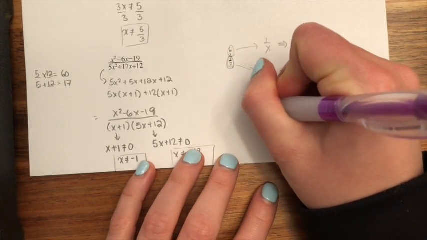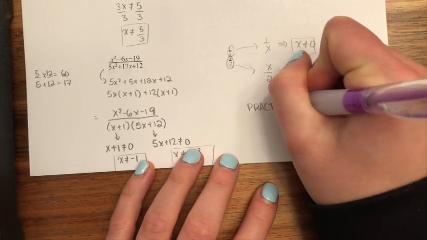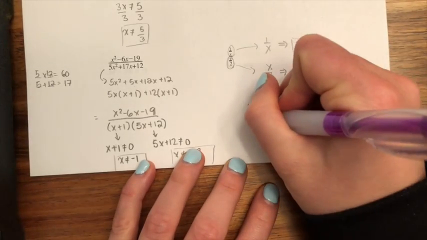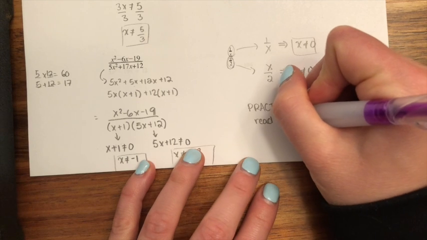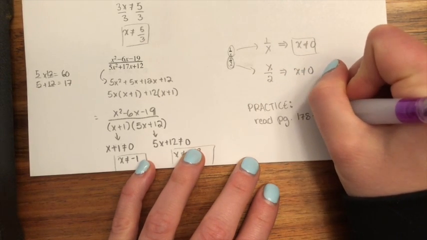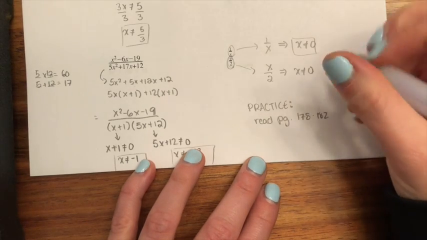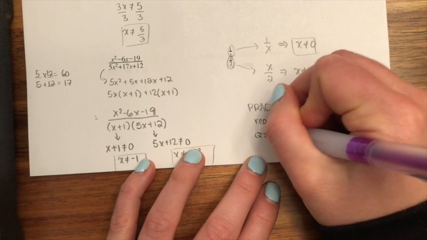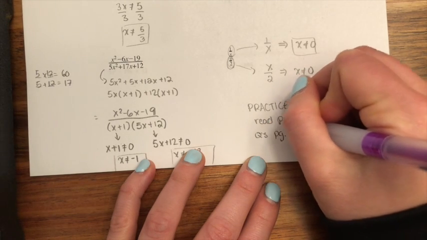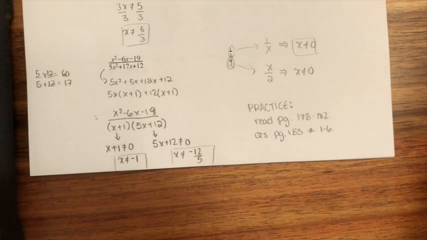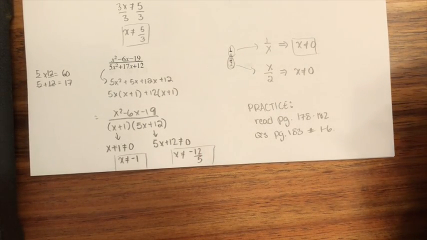For practice, because I forgot to print it in this booklet, so we're going to have to do this every day. So this is in your snap book. I want you to read page 178 to 182, and then do questions on page 183, numbers 1 to 6. So not too bad today, okay? If you have any questions, let me know.